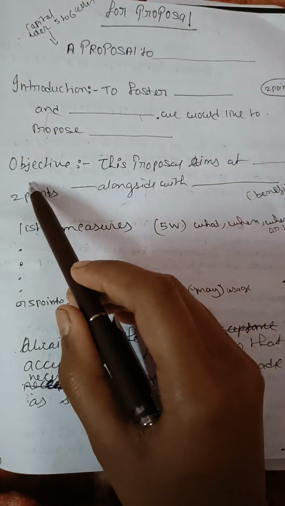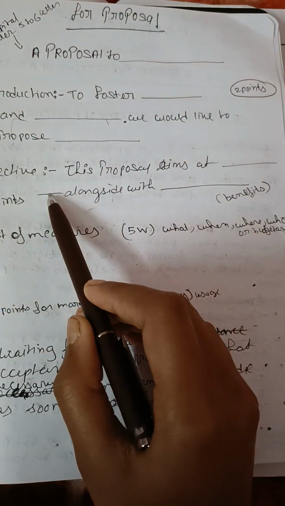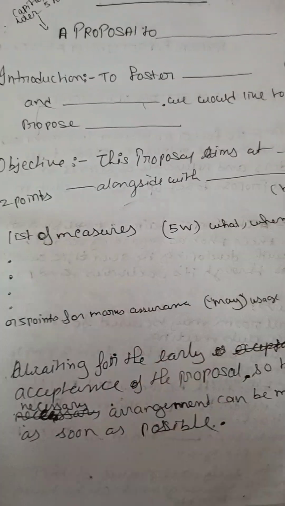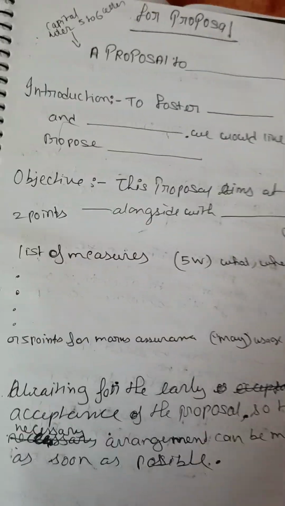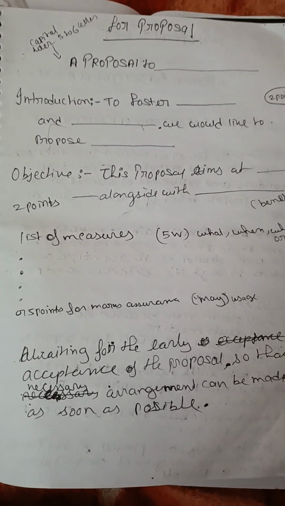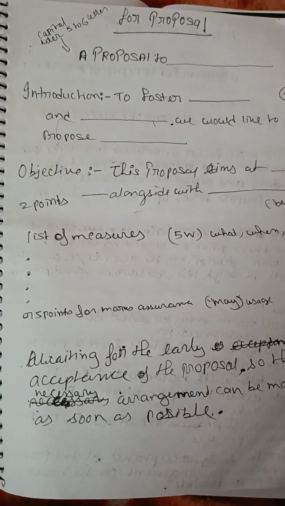After which you're going to write objective. This proposal aims at dash and alongside with dash, like the benefits, why do we need the club. I'm going to give you an example. Okay, so this proposal aims at dash and dash, so just note down the template. If you do not have one, take out a copy or pen or a notebook, and just write it down.